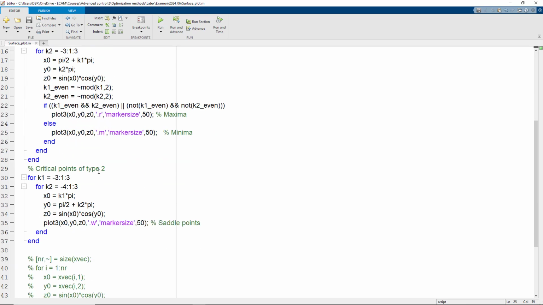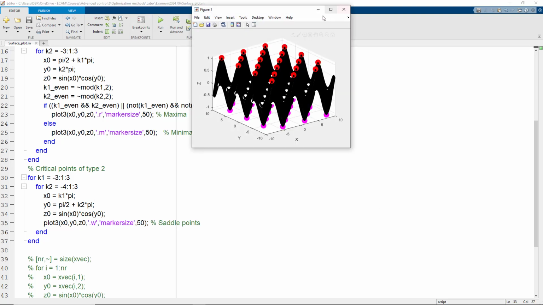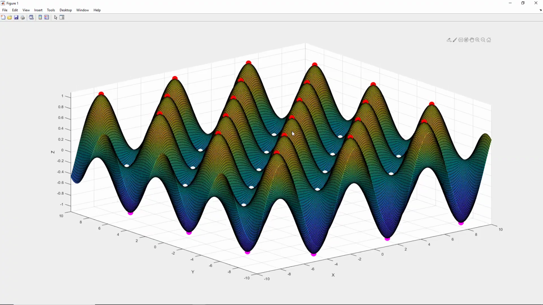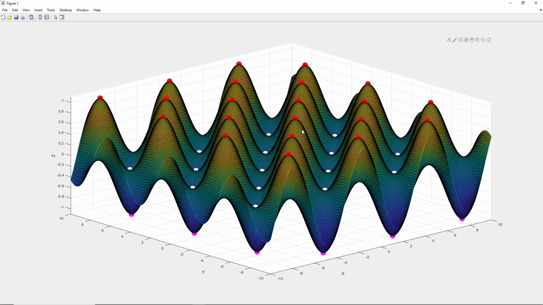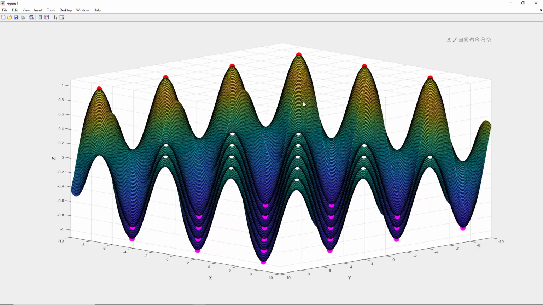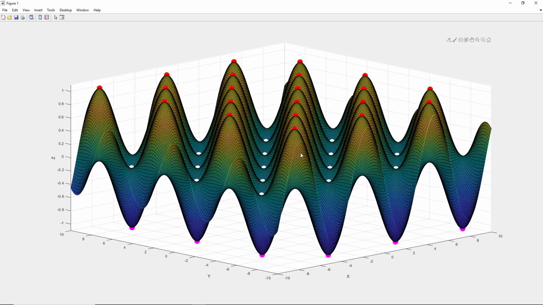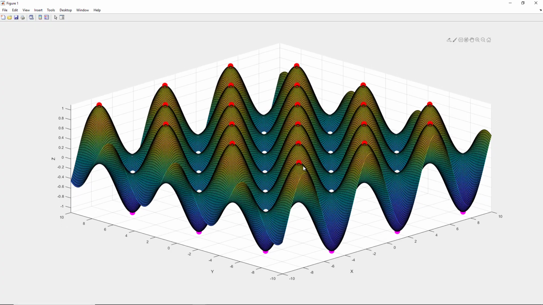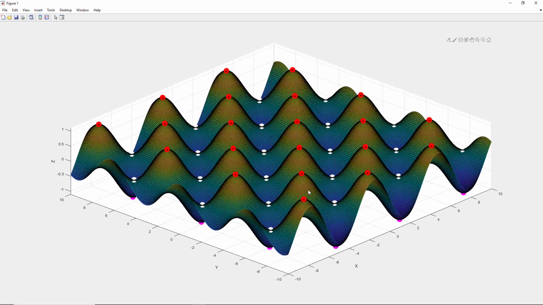And then we'll do something similar for the critical points of type 2. Here they are, and we know that they should be saddle points, right? And then these points will mark with a white dot. We can run this code and see what happens, and this is what you obtain. You see indeed that the red dots are maxima, the magenta dots are of course the minima, and you see clearly that the white points are, well, saddle points.